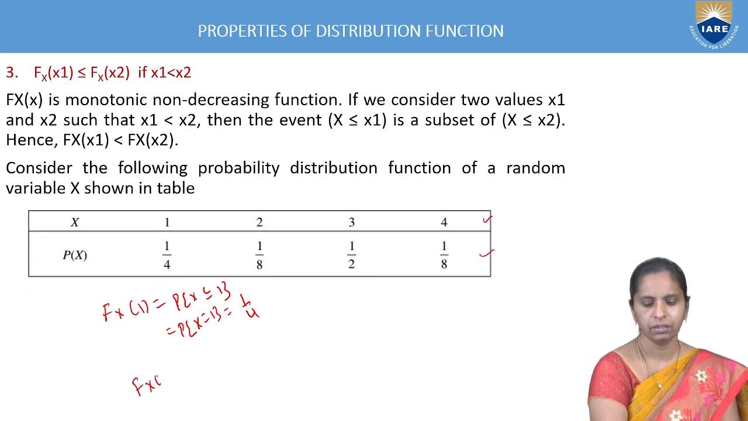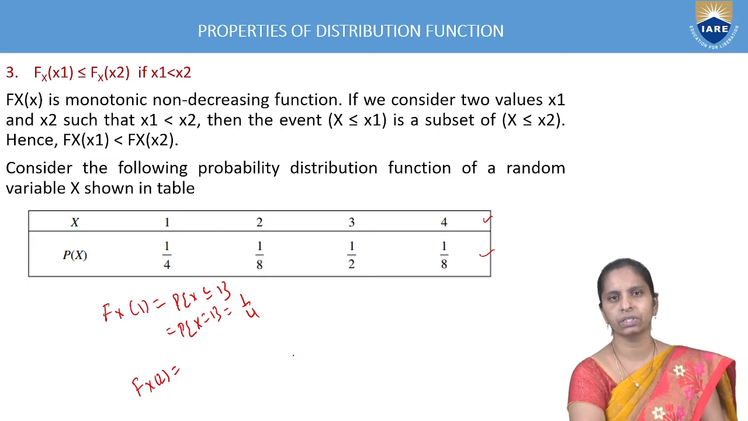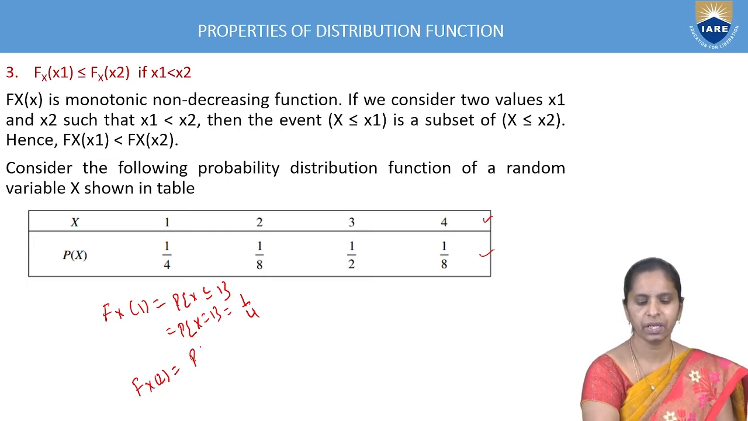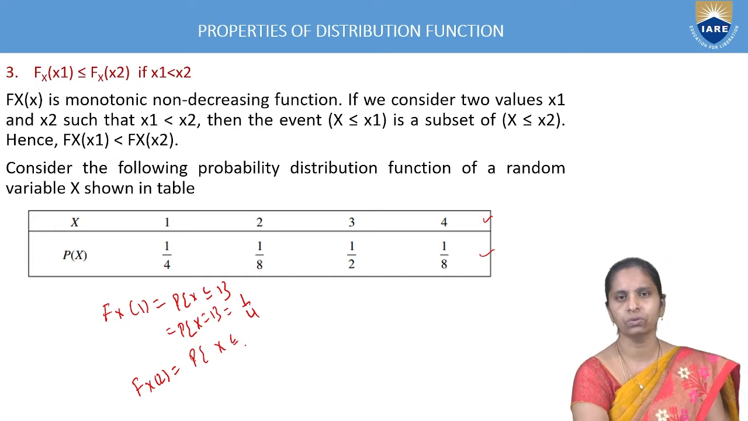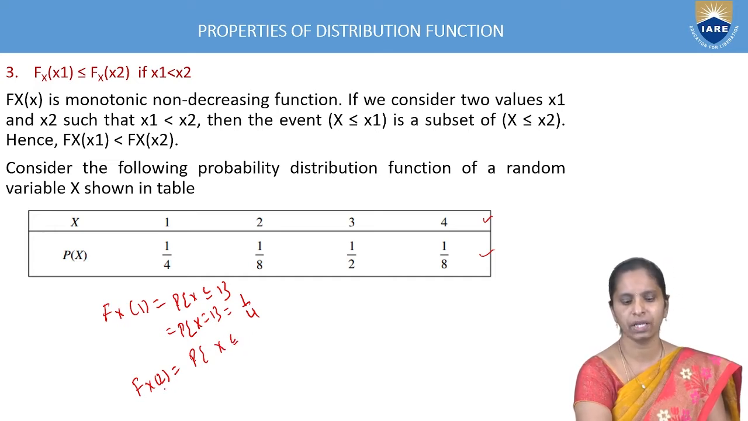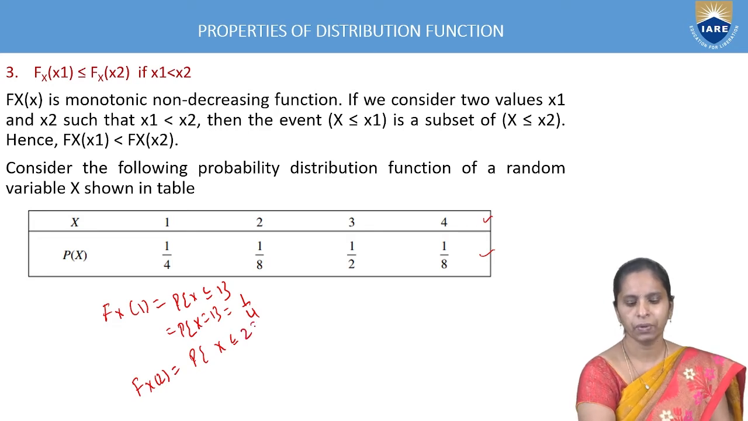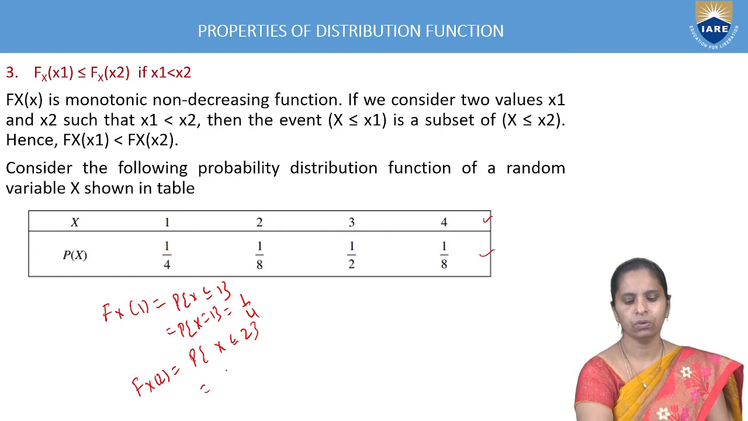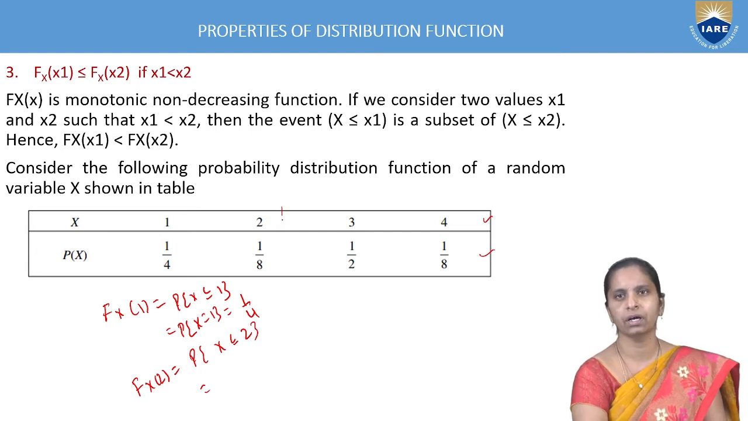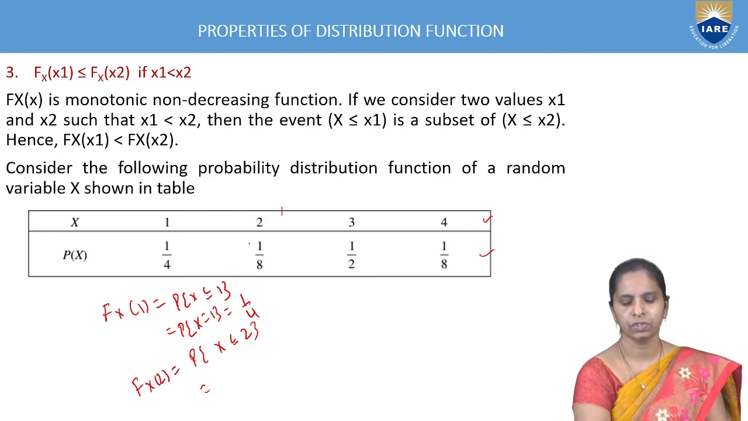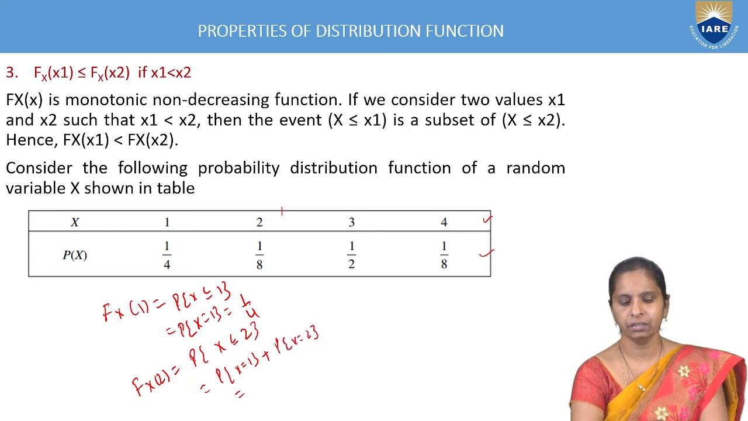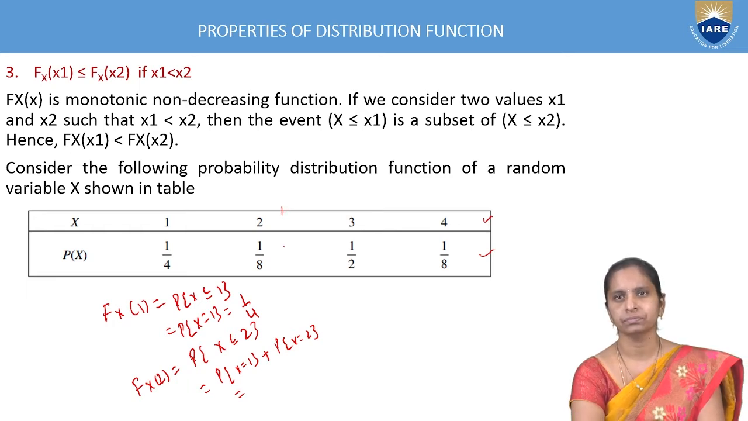Let us calculate the distribution function at x equals 2. That is nothing but Fx of 2. So, what is my Fx of 2? X is less than or equal to, here in place of small x, I am having 2. Therefore, P of X less than or equal to 2. Now, X less than or equal to 2 means up to here you have to take. You are having only 1 and 2. Therefore, that is nothing but P of X equals 1 plus P of X equals 2. So, you have to take up to the value of 2.